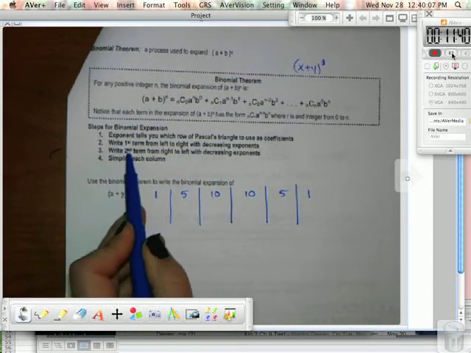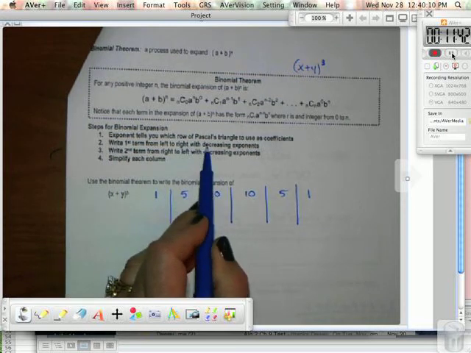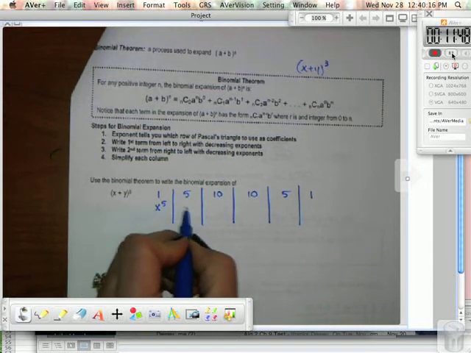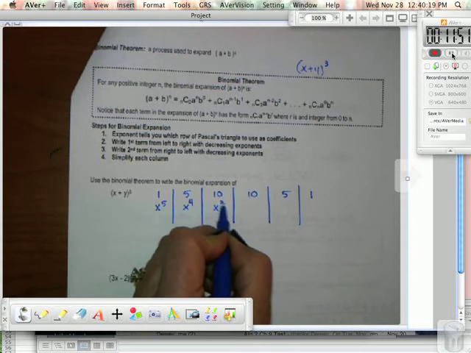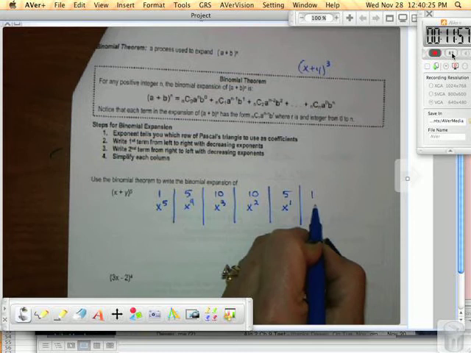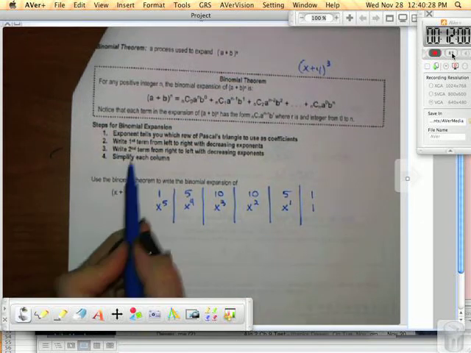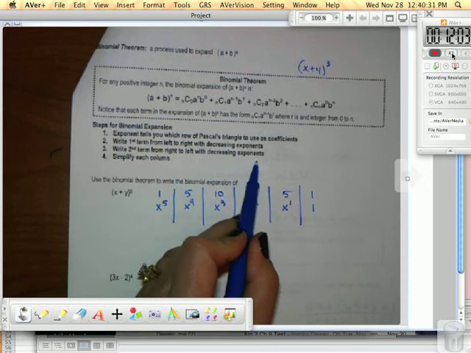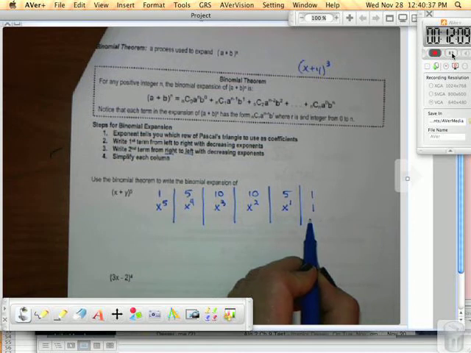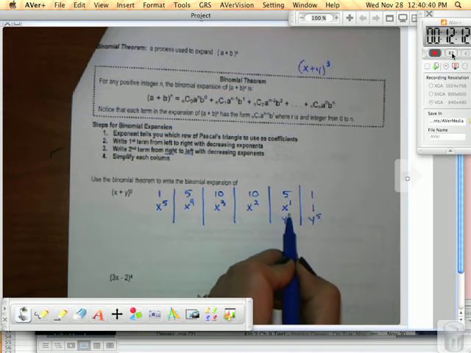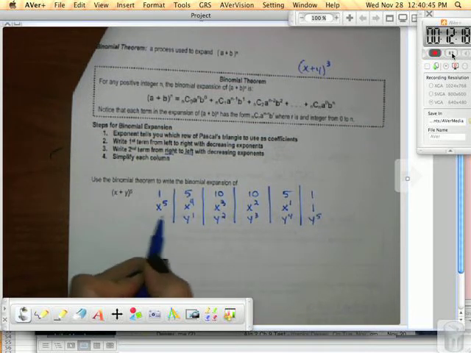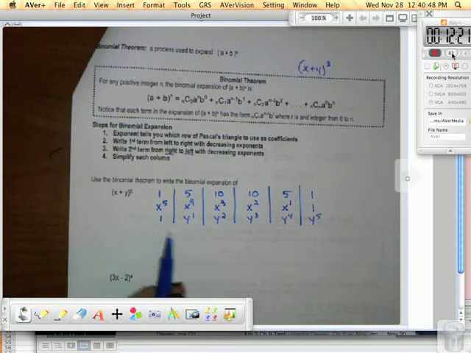Write the first term from left to right with decreasing exponents. So here this is x, and the first one is going to be x to the 5th. And then I'm going to go down x to the 4th, x to the 3rd, x squared, x to the 1, and x to the 0 is just 1. Don't forget that. Then it says write the second term from right to left with decreasing exponents. Be careful, right to left. That means you start over here in this column with y to the 5th, y to the 4th, y to the 3rd, 2nd, 1, and then remember y to the 0 is just 1. So I'm just going to put that there. Then I'm going to draw a line down here.